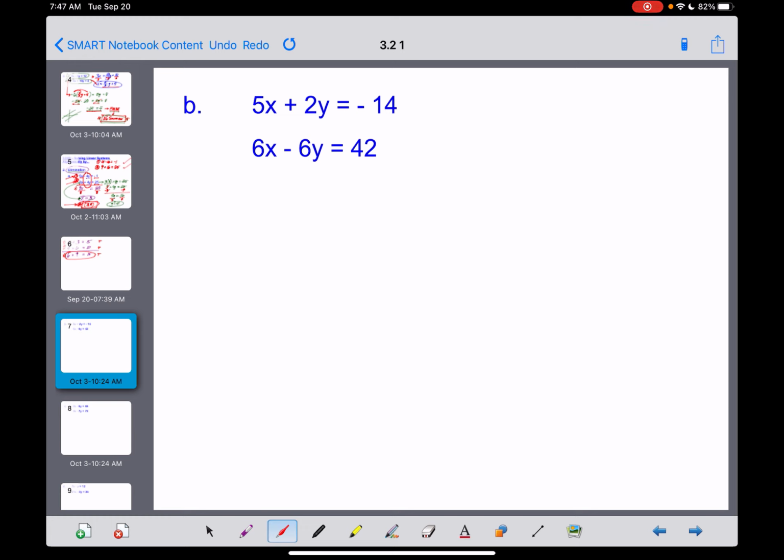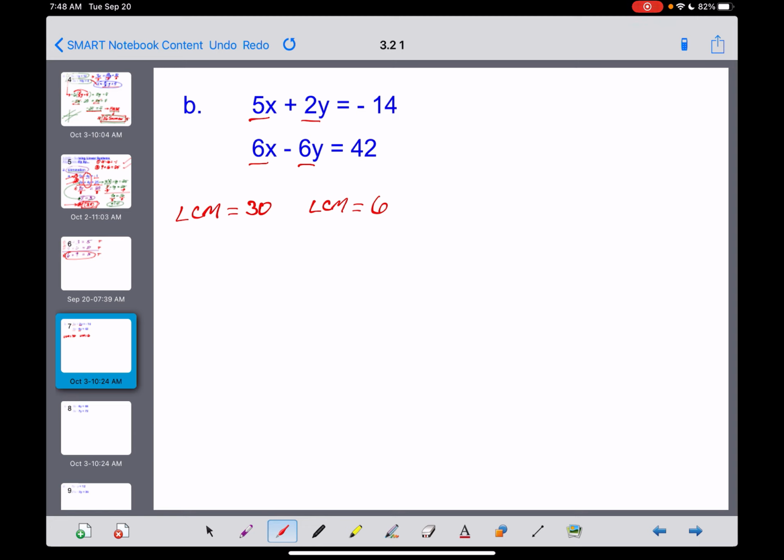If I was looking at the x's, my coefficients are 5 and 6, and the least common multiple of 5 and 6, the smallest number they both go into, is 30. Now if I look at the y coefficients, I've got a 2 and a 6, and the least common multiple of 2 and 6 is 6. That's the smallest number they both go into. You want to choose the variable that has the lower least common multiple here.